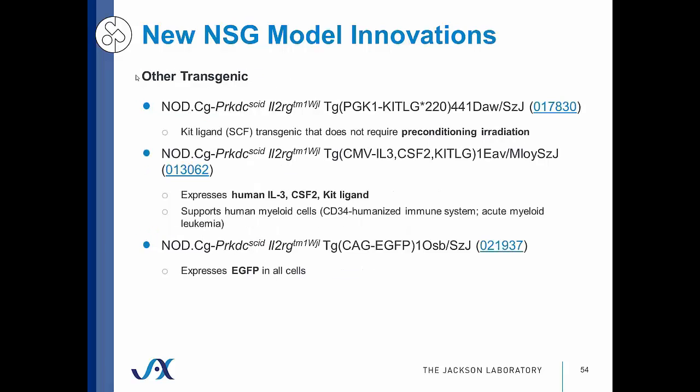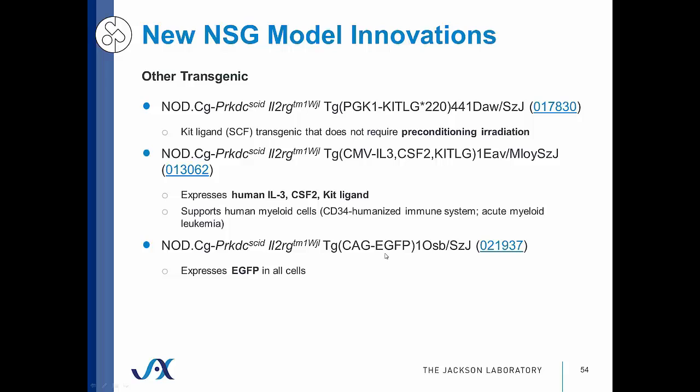And finally, we have these other transgenic mice that express KIT ligand and do not require preconditioning irradiation, as well as the second strain that expresses human IL-3, CSF2, and KIT ligand. And these mice can be used to study human myeloid cell development. And finally, if you're doing any transplantation studies, you can use this third one that expresses GFP in all cells, and you can use GFP to track your transplanted cells.